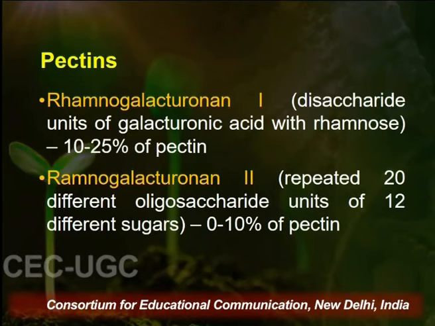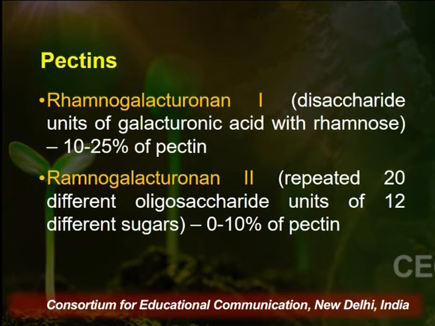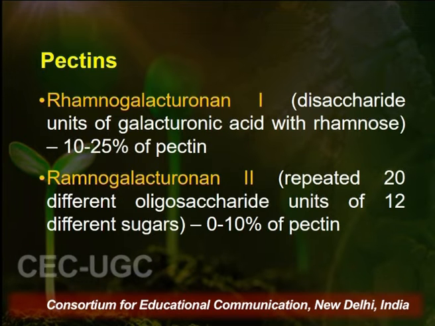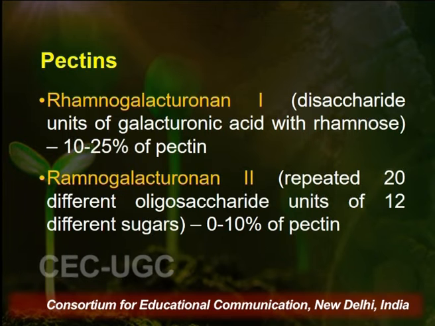The third component is rhamnogalacturonan 2, which is a very complex heteropolysaccharide present in the pectins, and it is formed by repetition of 20 different bonds of 4 oligosaccharide units, and these oligosaccharide units are formed by 12 different sugars. So, we can say that rhamnogalacturonan 2 is the most complex type of pectin component amongst the 3 most common components of the pectins. And this third component, rhamnogalacturonan 2, constitutes hardly 0 to 10% of the total pectin structure.